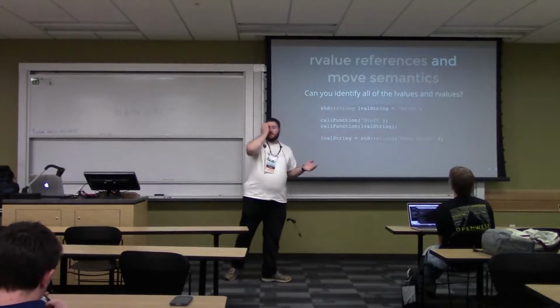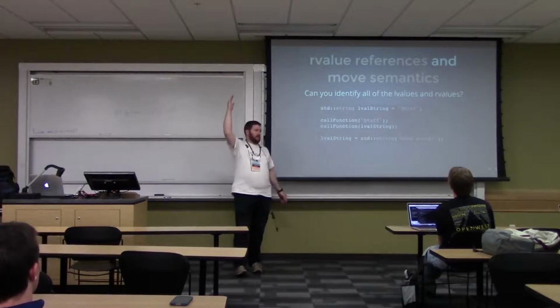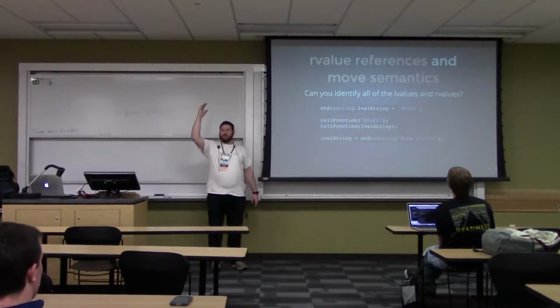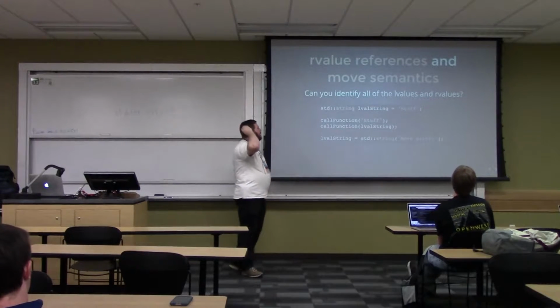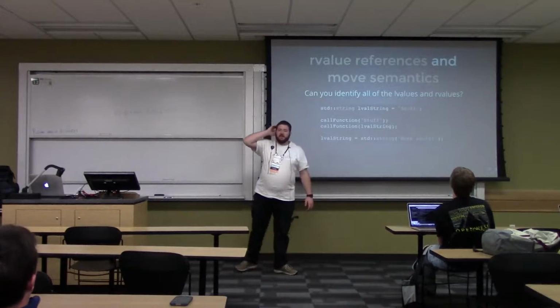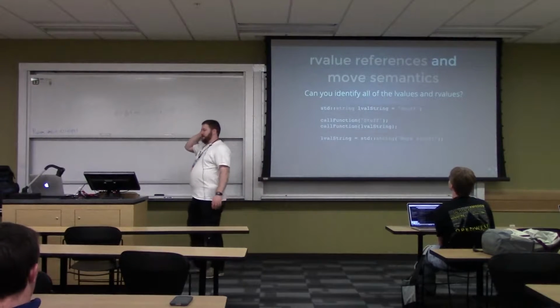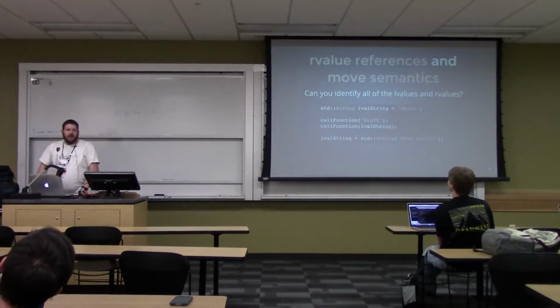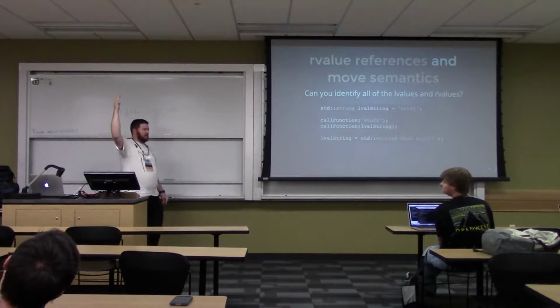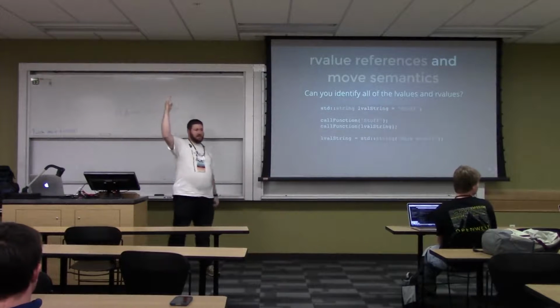So who knows what an R-value versus an L-value is? A couple of people who have an idea? All right. An R-value is the value on the right side of an expression, which is generally speaking a temporary value. Has anybody here written a compiler besides me? A couple of us? Okay.